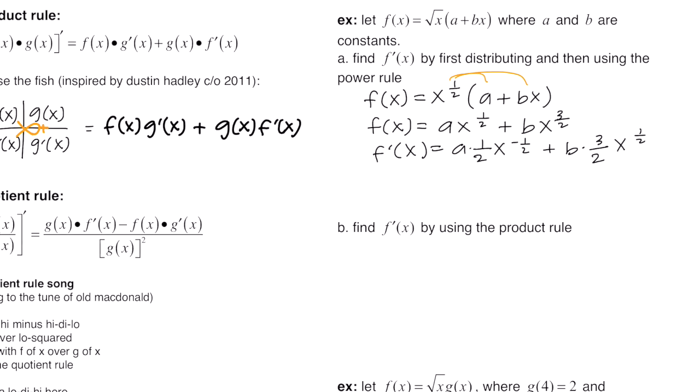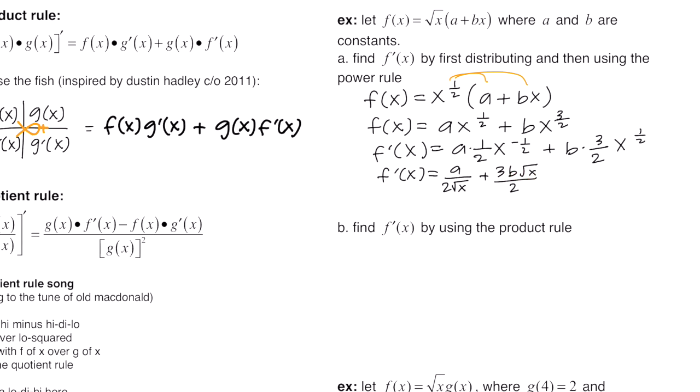So I brought the a and the b down and then took the derivative of x to the 1/2 and I took the derivative of x to the 3/2. So I rewrote this as a over 2 square root of x by moving this x to the negative 1/2 to the denominator and then rewriting it with a square root. And I rewrote this as 3b root x all over 2.